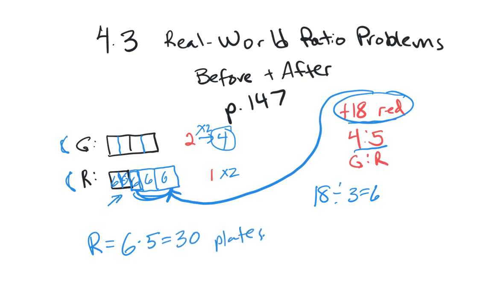How about green? Green is equal to 6 times 4 units, which is equal to 24 plates. And there you have it. That answers A, and that answers B.